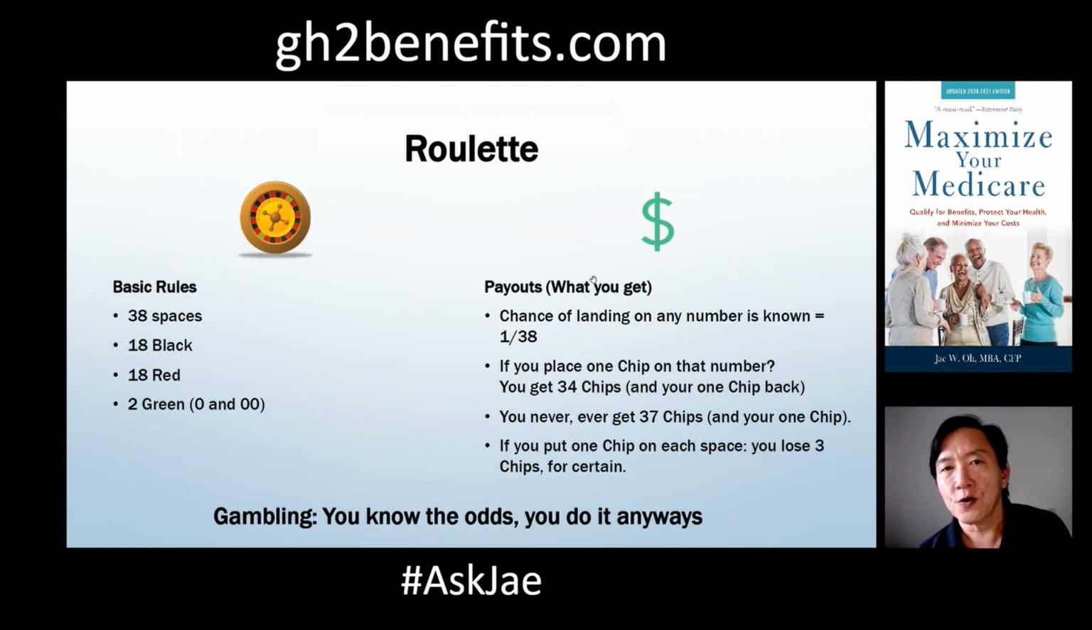So let's just take a simple game that most people know, or a lot of people understand, which is roulette. Most people understand that, in the United States, the game is pretty simple. There are 38 spaces. There are 18 black ones. There are 18 red ones. And then there are 2 green, 0 and double 0. The basic rule of the game is that you can place a chip on any one of the spaces.